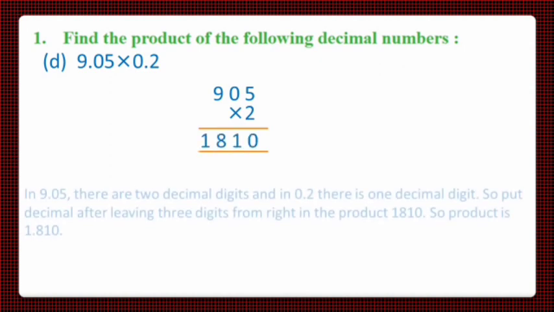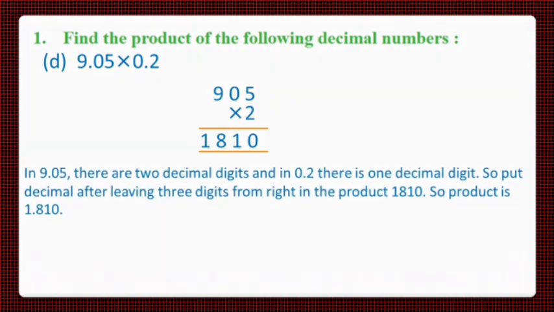It's 9.05 multiplied by 0.2. So dear students, first let's multiply 905 with 2. And on multiplication, we get the value 1810. Students, in value 9.05 after decimal point 2 and in value 0.2 after decimal point, one decimal place is there. So total 3 decimal places are there.